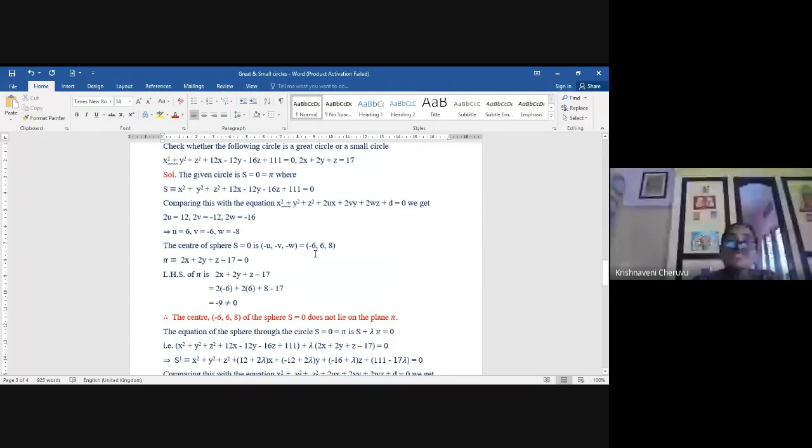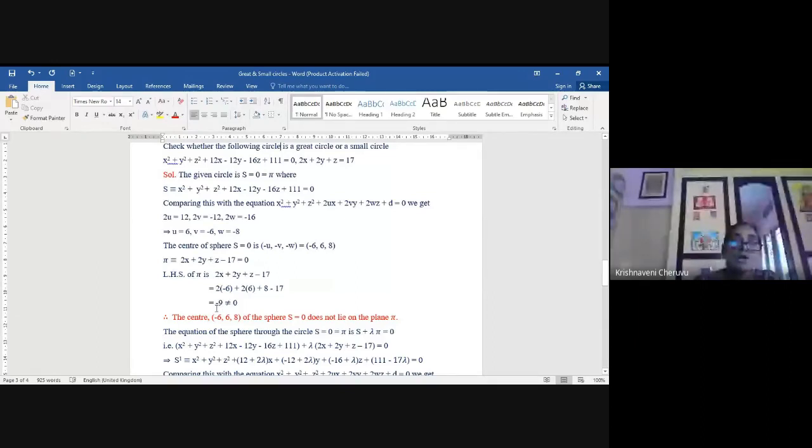Okay. In the previous problem, after substituting the values, you got 0. That means you said that the center is satisfying the plane, and therefore the center lies on the plane. Now the center is not satisfying the equation of the plane because you didn't get 0 here.